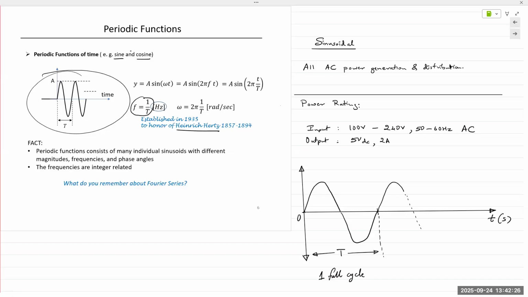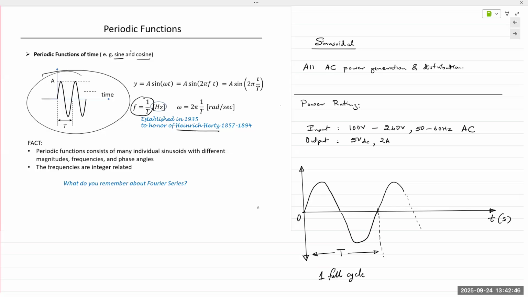So what did we just state? That the power outlet frequency is 60 hertz. That means that waveform goes up, goes down, goes up, goes down, goes up, goes down 60 times in 1 second. That's why it's 60 hertz.